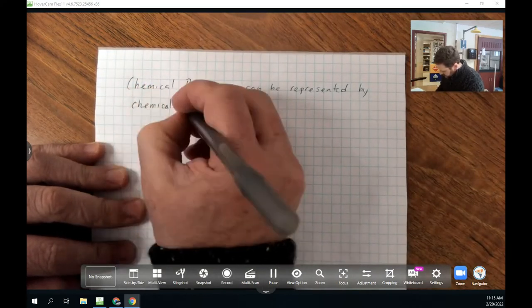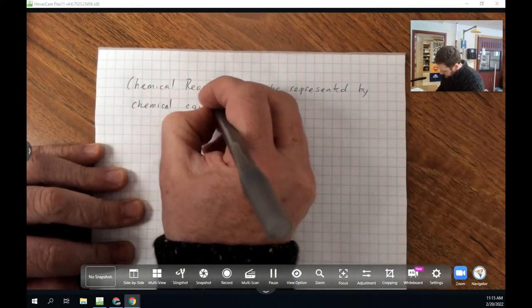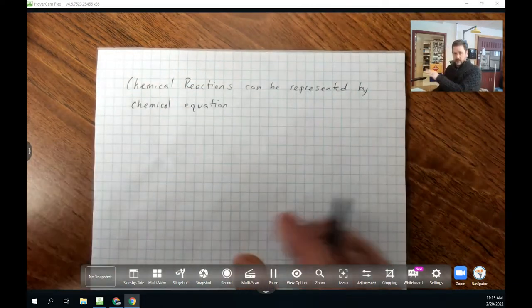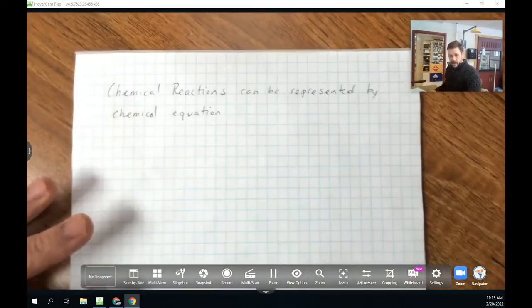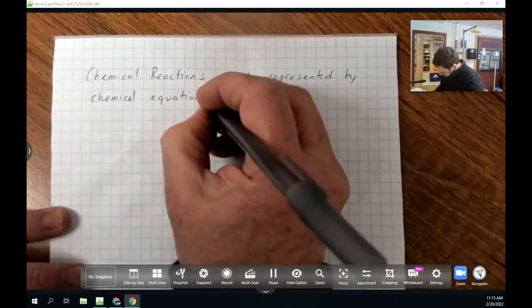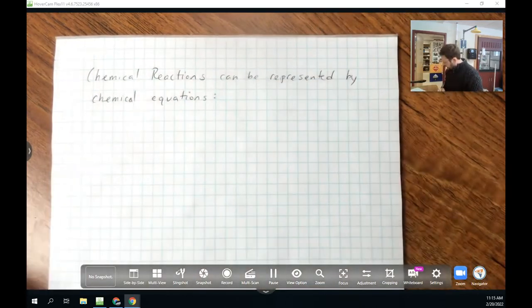So what is a chemical equation? Well, a chemical equation is like a sentence that describes a reaction. It needs to be distinguished from a chemical formula like H2O or CO2. A chemical equation has, of course, reactants and products. And we've seen these many times before.